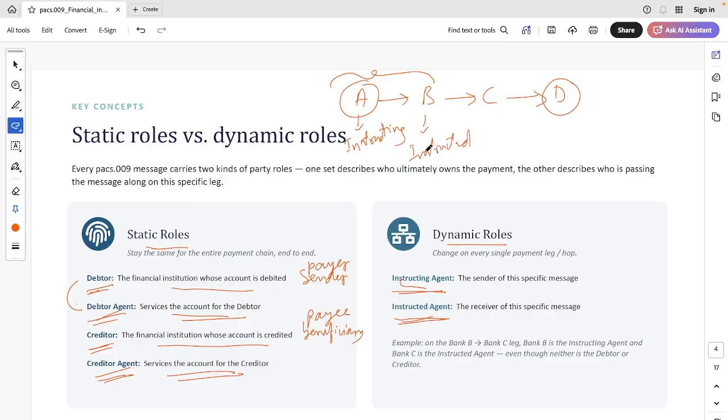and Bank B is the instructed agent. The second leg is between Bank B and C. Here Bank B is sending a message to Bank C. So Bank B becomes the instructing agent and Bank C becomes the instructed agent. Similarly, it's the same for the third leg as well. So if you can see from this example, the instructing agent and the instructed agent change on each leg, but the ultimate debtor, that is Bank A, and the ultimate creditor, that is Bank D, will remain the same across the chain.